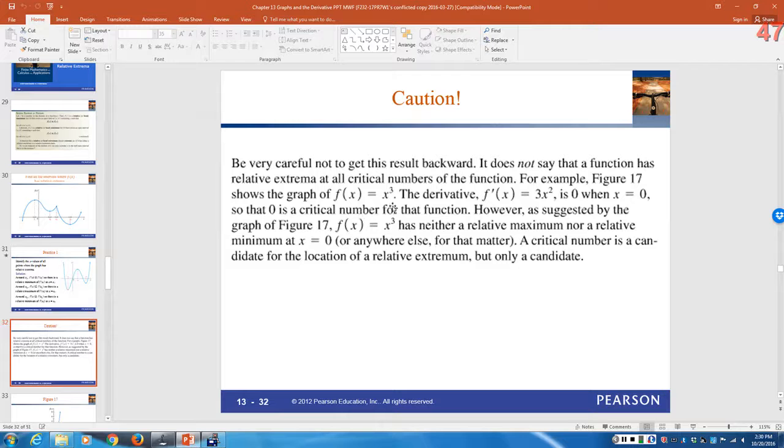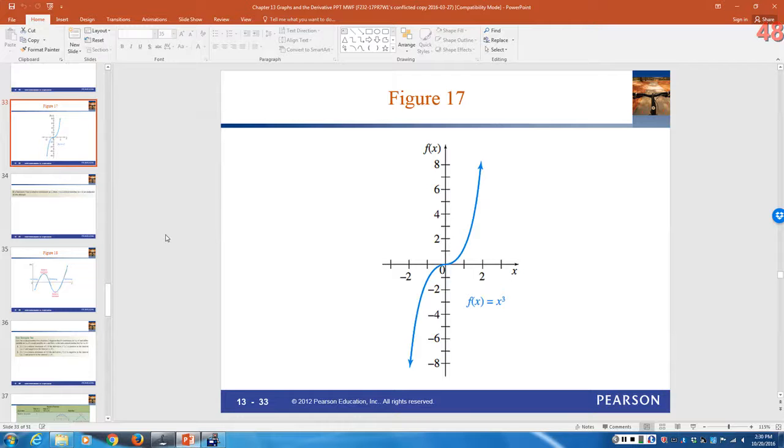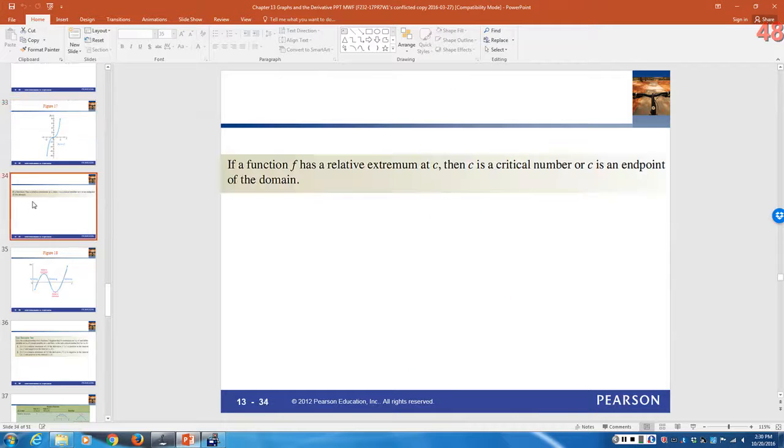And here again, that's that caution about x cubed. Don't think just because you have a critical point where the derivative is equal to 0 that it went from a max to a min. It could be going from increasing to still increasing. So it may not be a max or a min. And there's that same graph again. So the whole idea of this section is that if you have a function that has a relative extremum at some point c, that means that c is a critical number in that function's domain, or it's an endpoint of the domain. It's where that function stops.